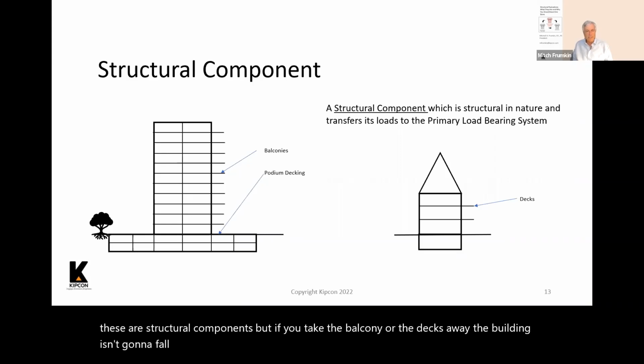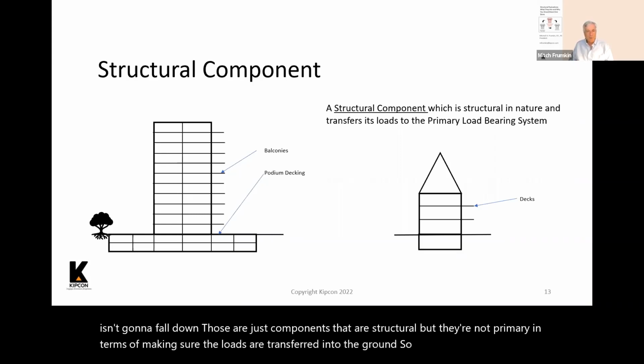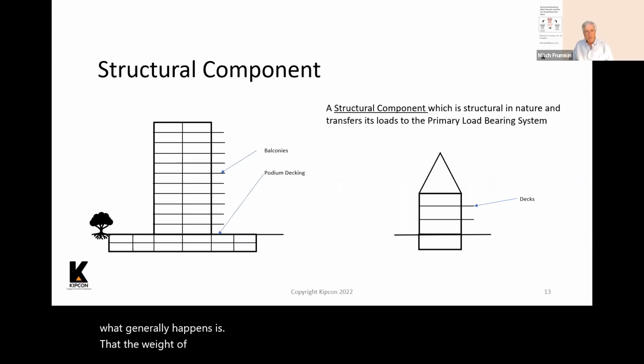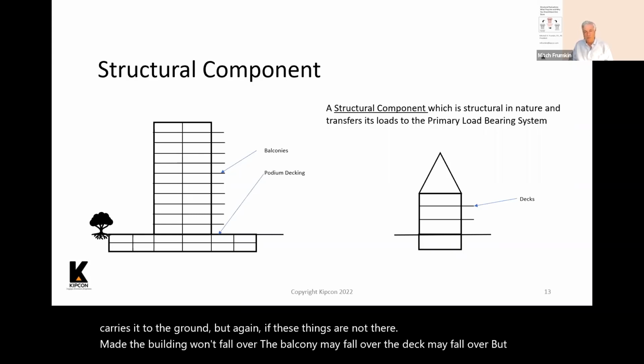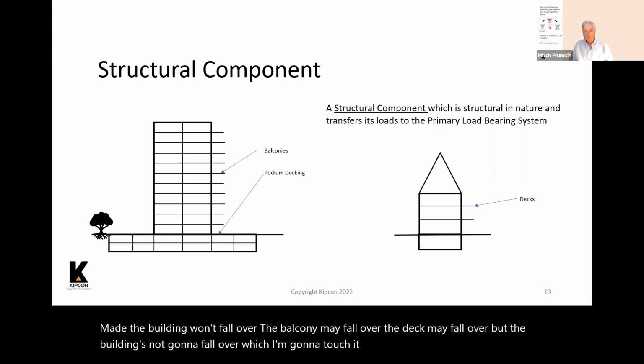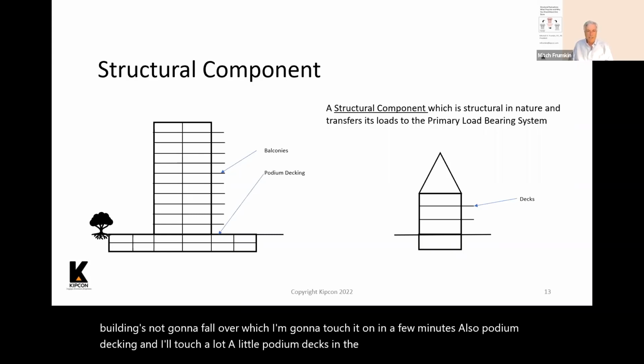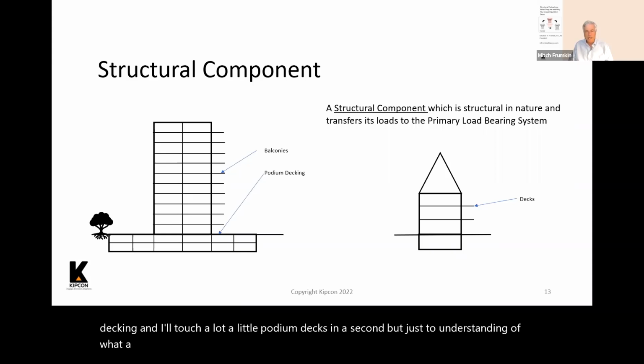Those are just components that are structural, but they're not primary in terms of making sure the loads are transferred into the ground. So what generally happens is that the weight of these balconies is transferred into the primary load-bearing system, which carries it to the ground. But again, if these things are not there, the building won't fall over. The balcony may fall over, the deck may fall over, but the building's not going to fall over, which I'm going to touch on in a few minutes. Also, podium decking, and I'll touch a little on podium decks in a second, but just an understanding of what a structural component is that may not be part of the primary load-bearing system.